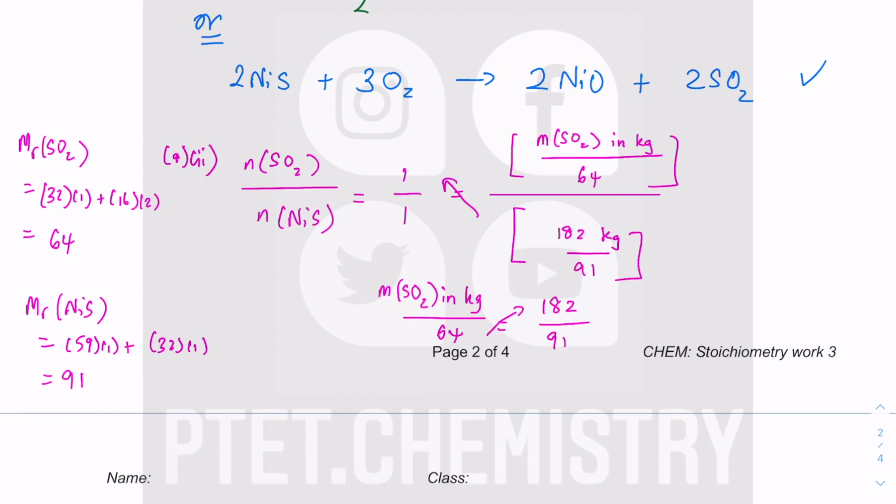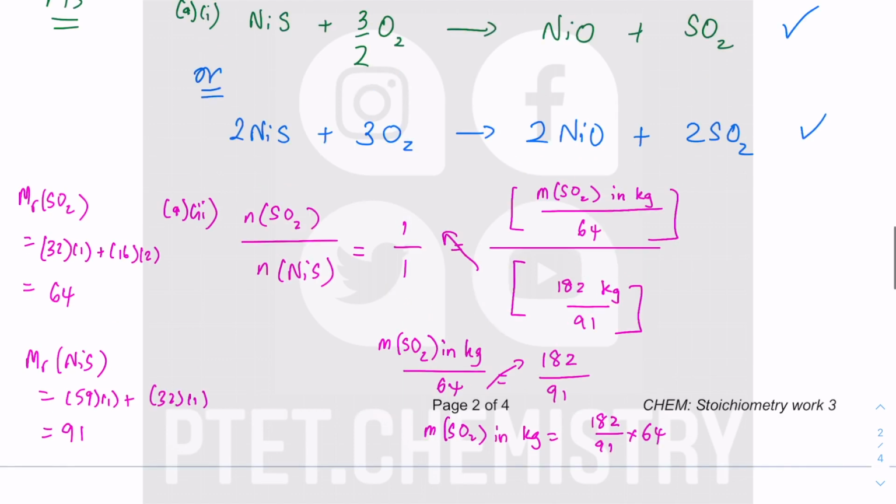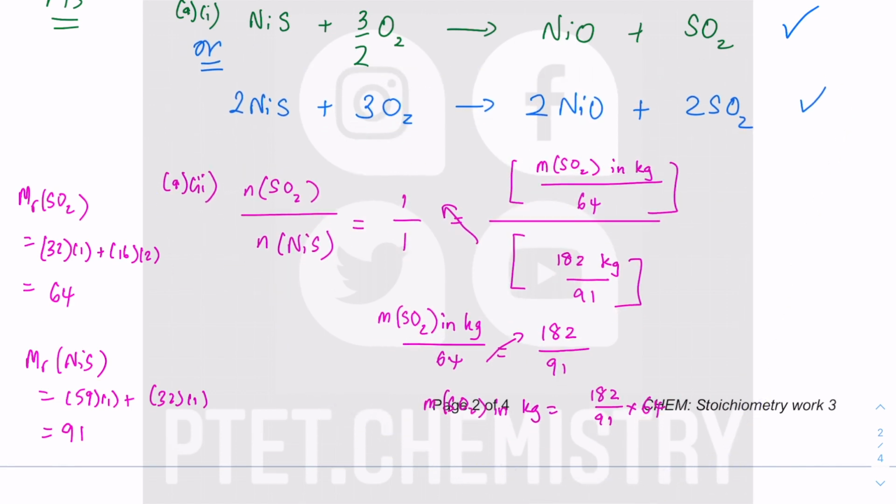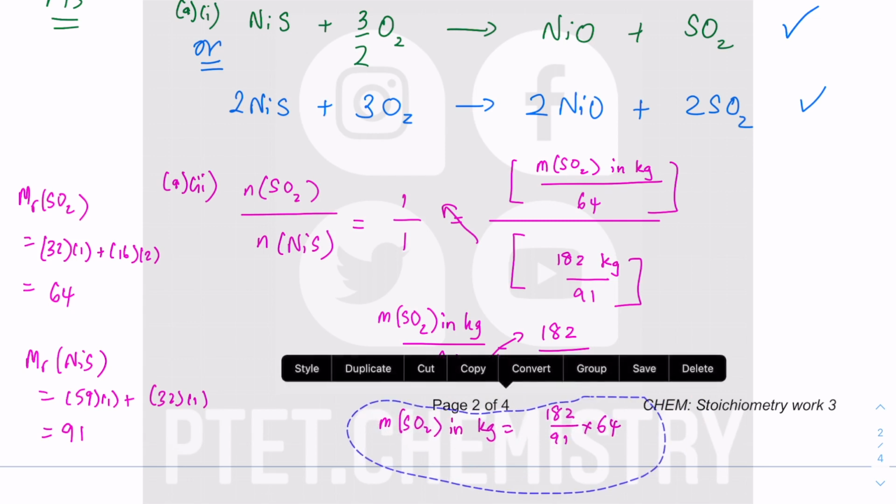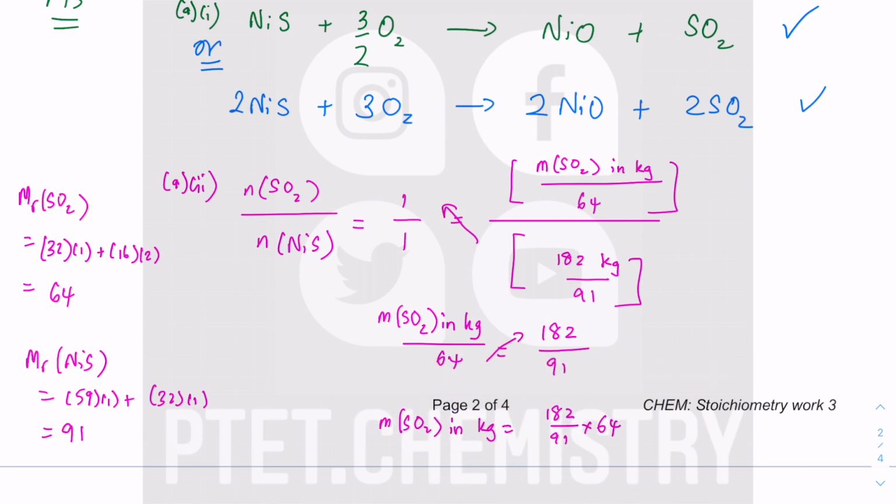If I bring out the 64, what I'm going to get is the mass of SO2 in kilogram is 182 over 91 times 64. I believe I'm starting to run out of space, so what I can do is move this up a little bit, and hopefully we can save a bit more space. Anyway, pop that into the calculator. 182 divided by 91 is 2, times 64. I get 128.